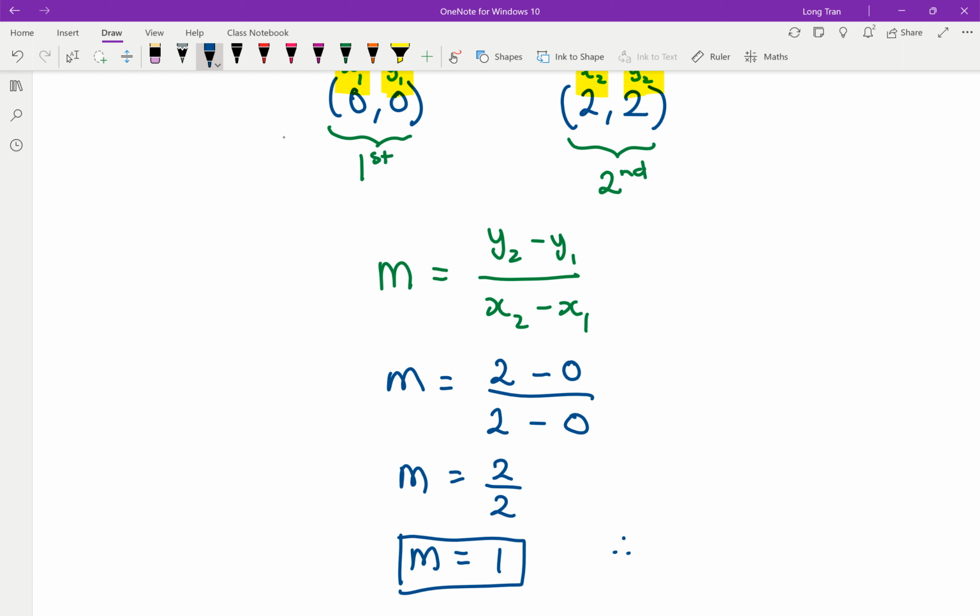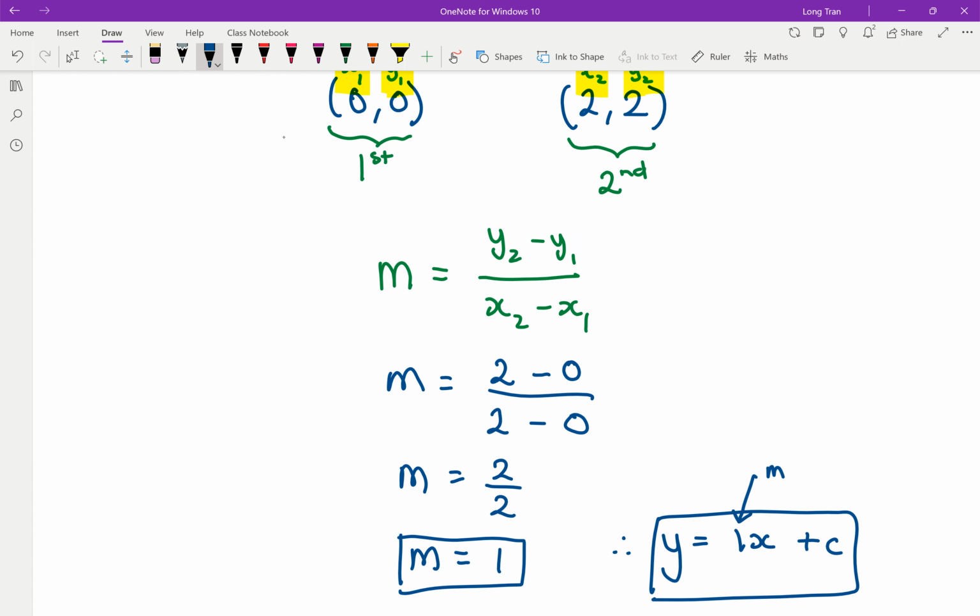So what this means is your equation is mx plus c, right? M is 1, so 1x plus c. That's all you've currently got now. I haven't taught you how to find c yet, but that's what you found out. You found out m is 1, okay?